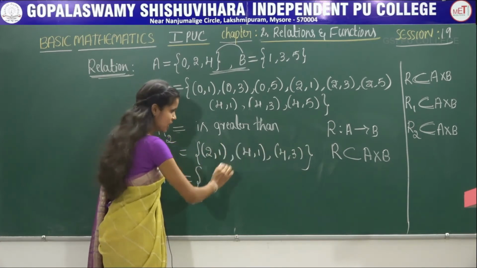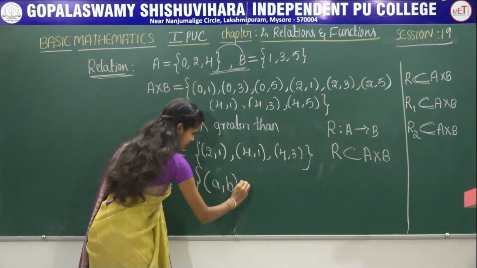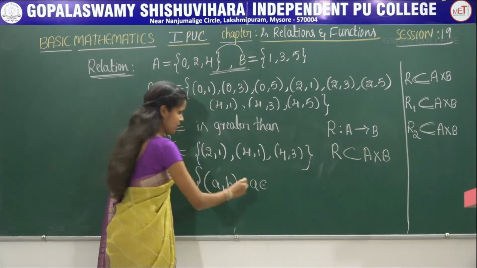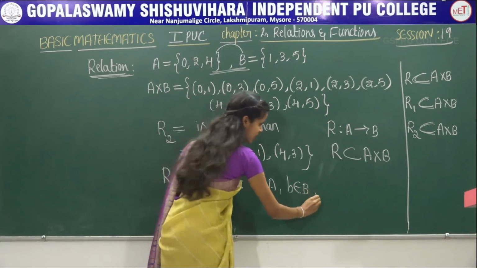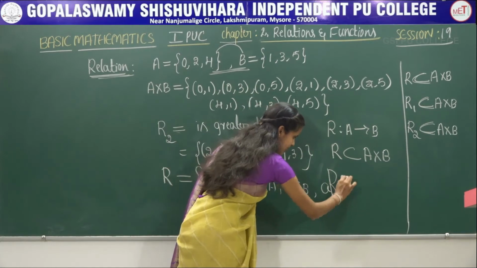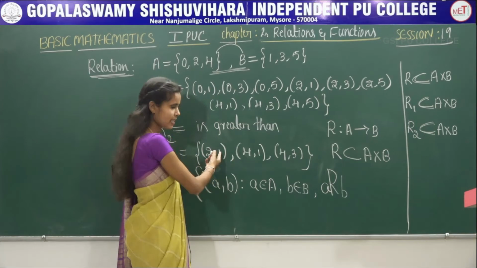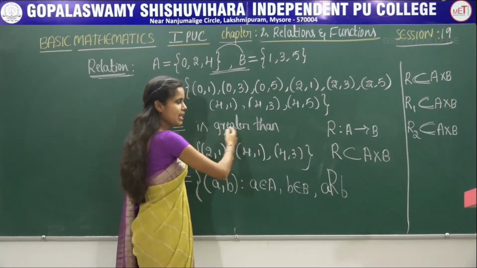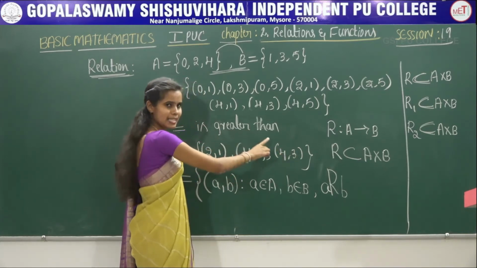Here observe, the relation R2 contains only 3 ordered pairs. In general, ordered pairs are denoted by (a, b), such that what is a? a means first element. First elements belong to the first set A. The second element belongs to B, which contains some ordered pairs which satisfy the given relation. It is denoted by a is related to b. Here 2 is related to 1 under the relation is greater than. Here 4 is related to 1 under the relation is greater than. Here 4 is related to 3 under the relation is greater than.